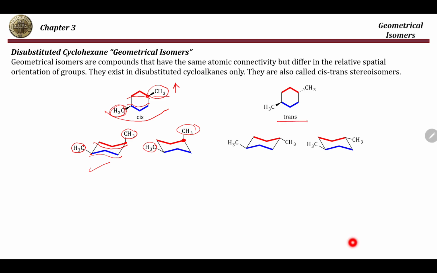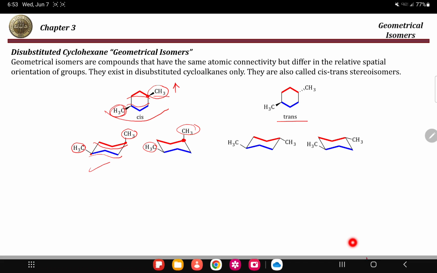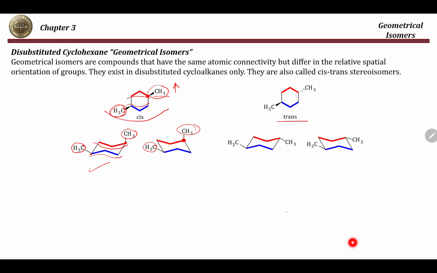If we have the trans compound and we want to draw the chair conformation, in this case, this group is down, and that's why I draw it here at an equatorial position, because this equatorial position is pointing down. The other CH3 should be up, and that's why this CH3 is up. If you draw the other chair or the flipped chair, then the same thing will happen.